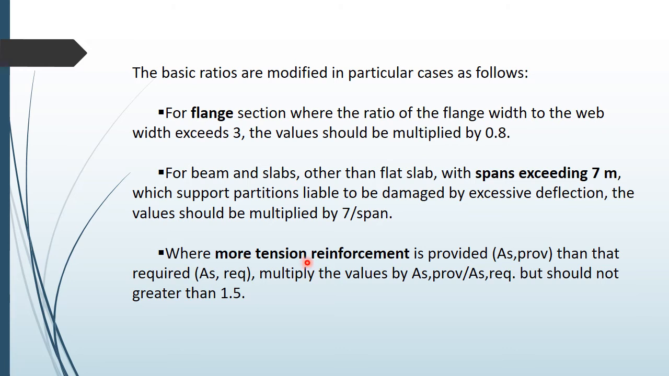Where more tension reinforcement is provided, meaning AS provided is more than AS required, we multiply the value by the ratio of AS provided divided by AS required. And this value should not be greater than 1.5.